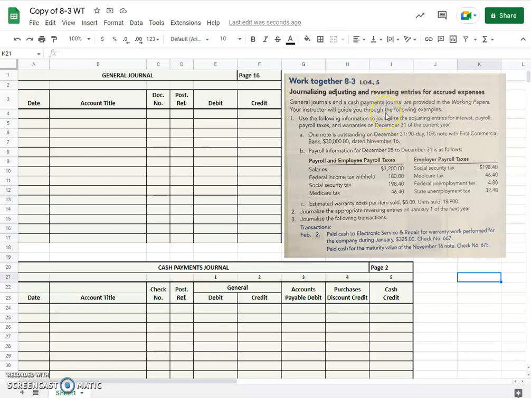So we do have a general journal and a cash payments journal, and the first one says use the following information to journalize the adjusting entries for interest, payroll, payroll taxes, and warranties on December 31st of the current year. So lots of stuff going on in this particular lesson.